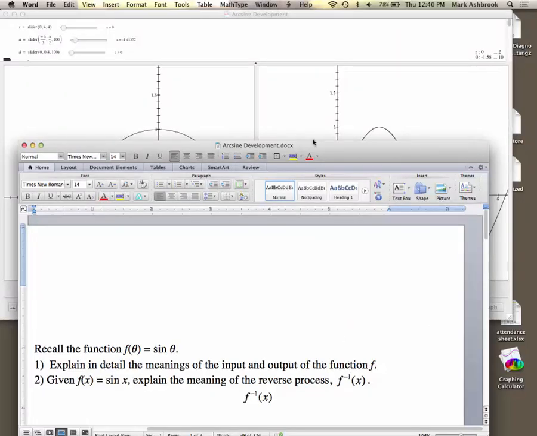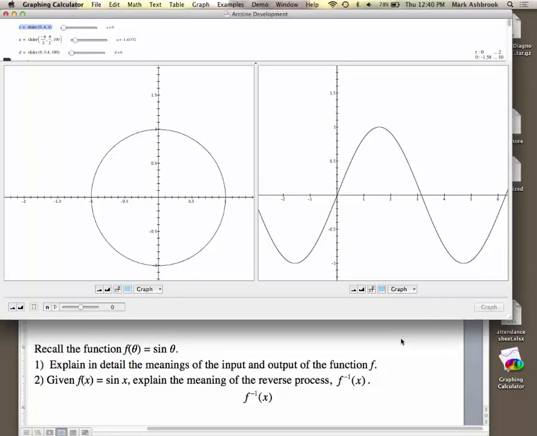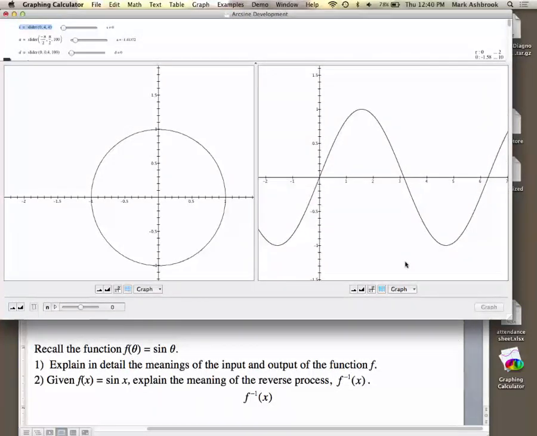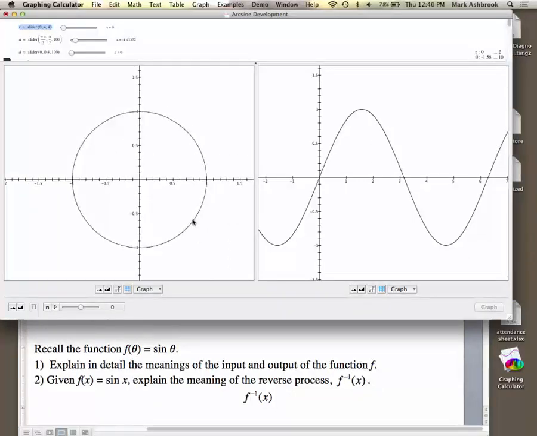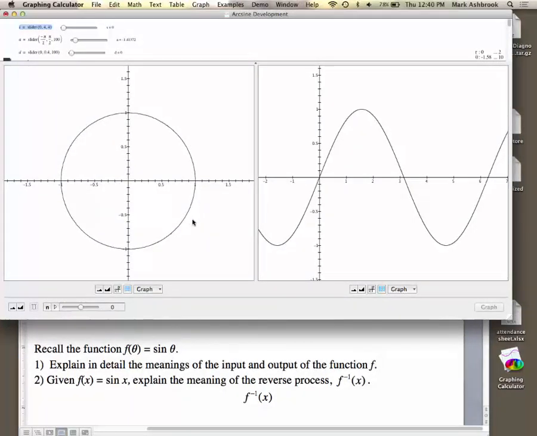All right, so here is our unit circle and our sine curve. We've got a unit circle and then our standard sine curve. So what is the input and output of sine theta? We're focusing on sine theta. What's the input and the output? One more time. What goes in and what comes out when you use the function sine theta? Let's see. Adam, what do you think?